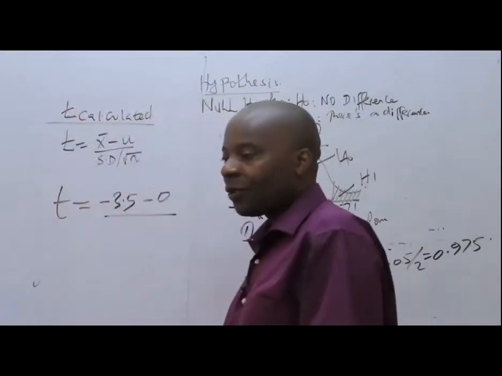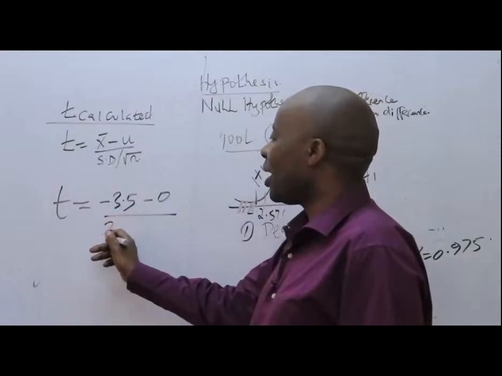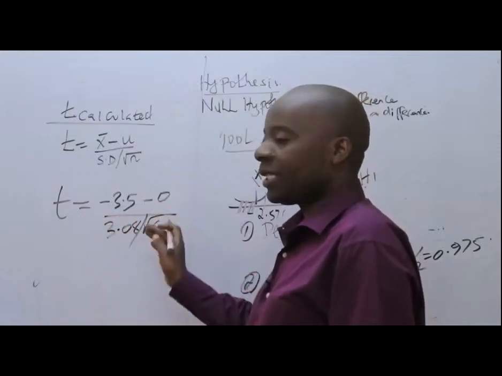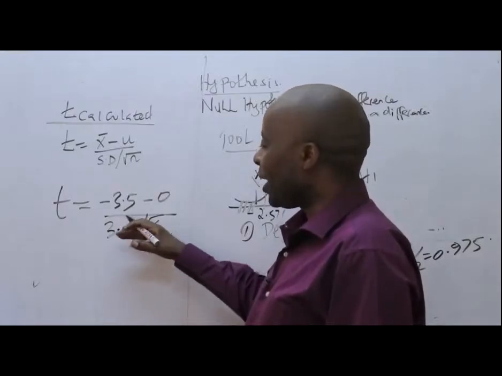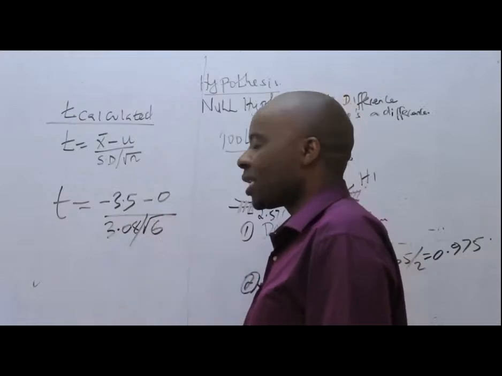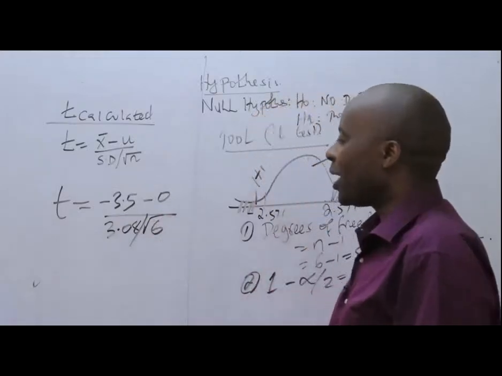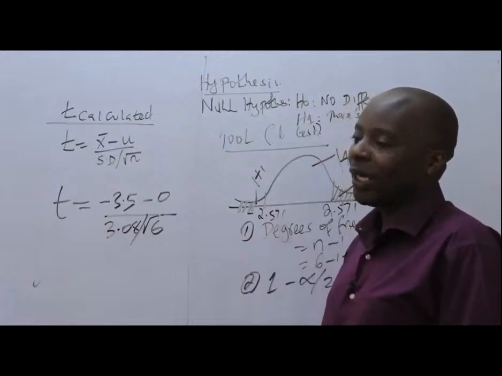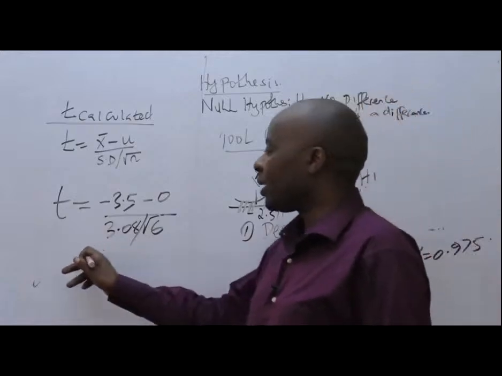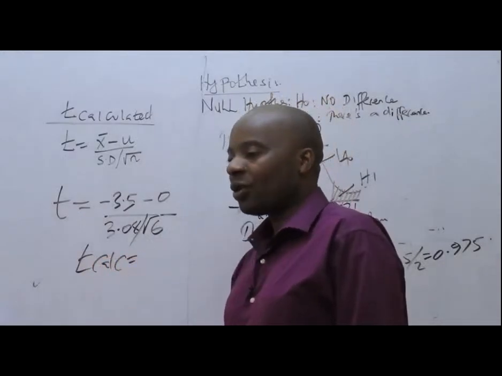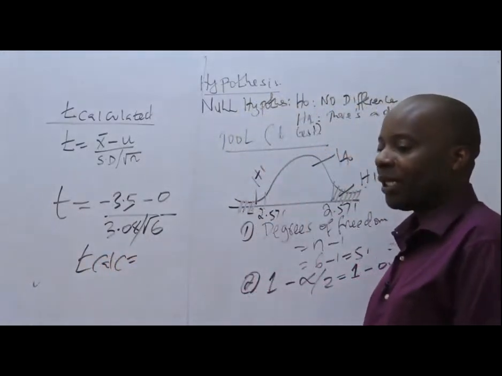So standard deviation for the differences was 3.08 divided by square root of 6. Remember, it's the division, so you should even get this division separately. You take this divided by root of 6. So minus 3.5 divided by this quotient, you should be able to give me the T calculated. So our T calculated will end up giving us what figure?